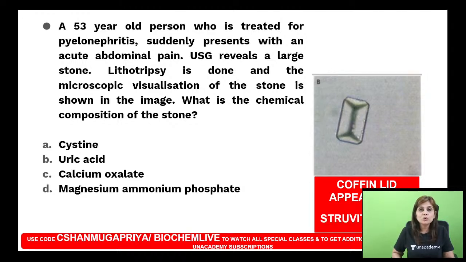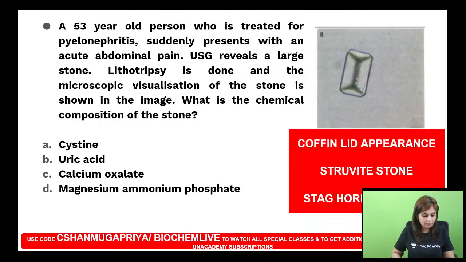Do you know that struvite stone is the most common cause of staghorn calculus? Staghorn calculus is nothing but the entire pelvic calyceal system blocked with renal stone. Is it a milder condition or a severe condition? It's a severe condition, and if it's severe, you should link it to coffin lid. So coffin lid appearance is a feature of struvite stones, and struvite stones are more notorious to cause staghorn calculus. And what is the most common cause of struvite stone?